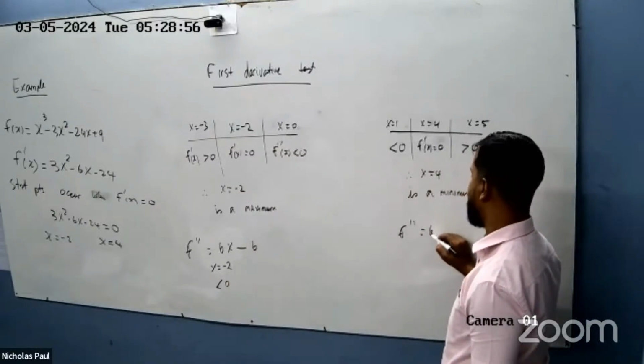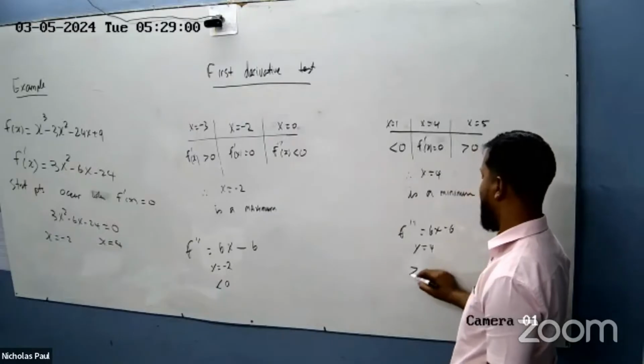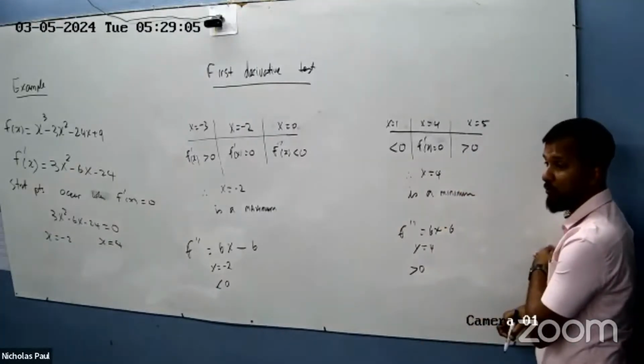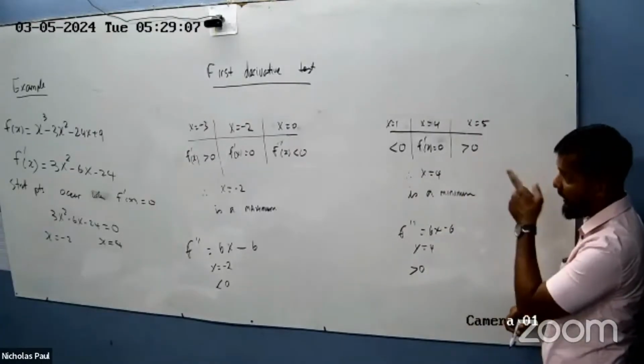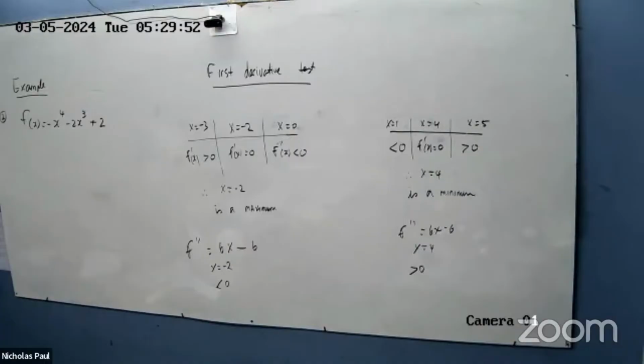Come here now. The second derivative is 6x minus 6. Plug in x is 4. You'll get more than 0. Therefore, it's a minimum. Or if you get equal to 0, it's a point of inflection, then you come and do this. This one here, I want you to do the second differential and then choose the point.